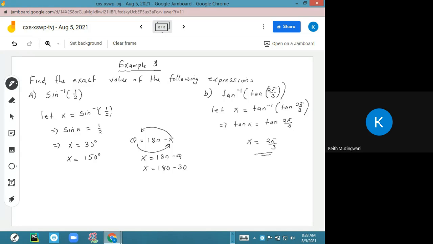I'll remind you. For example, like this one, we are just told to find the exact value of the expression. Since the expression involves radians, we'll leave our answer in radians. Oh, okay, so I get what you are saying. Sir, you mean the answer is 2 pi over 3? Yes.